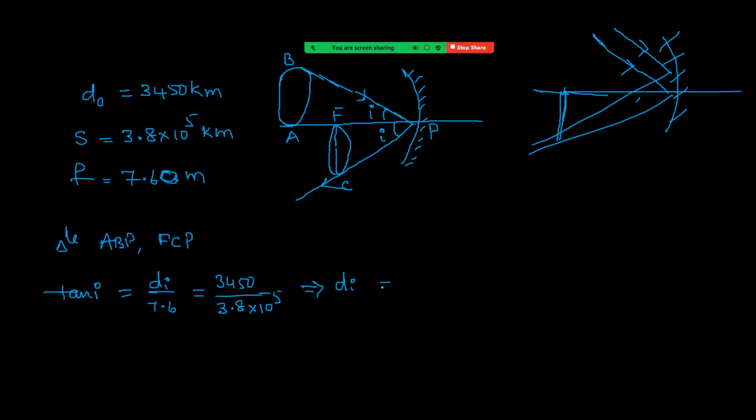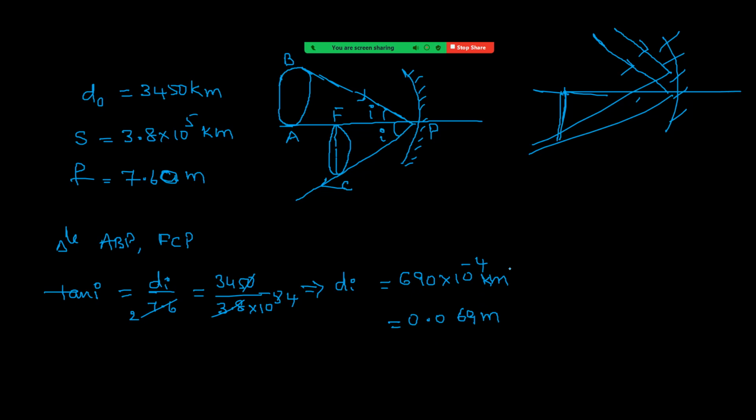From this, the diameter of the image is equal to 7.6 into 3450 divided by 3.8 into 10 power 5. 3.8 goes into 7.6 how many times? 2 times, right? 2 times 3450 means 6900, that is 10 power 4 with 690 remaining. So 690 into 10 power minus 4 kilometer, sorry, that means its value is 0.069 meter, right? Because a kilo means 10 power 3.